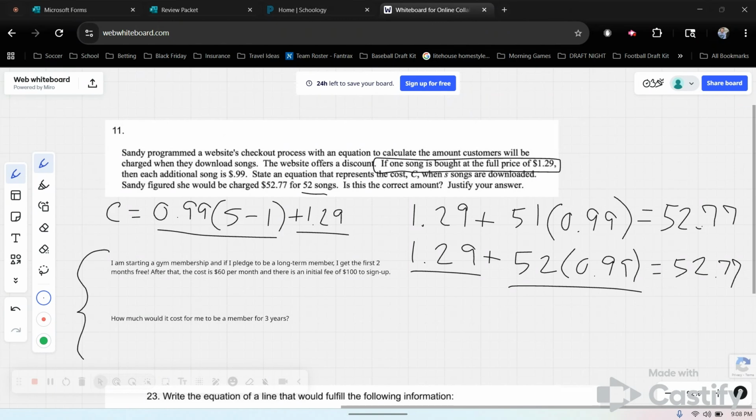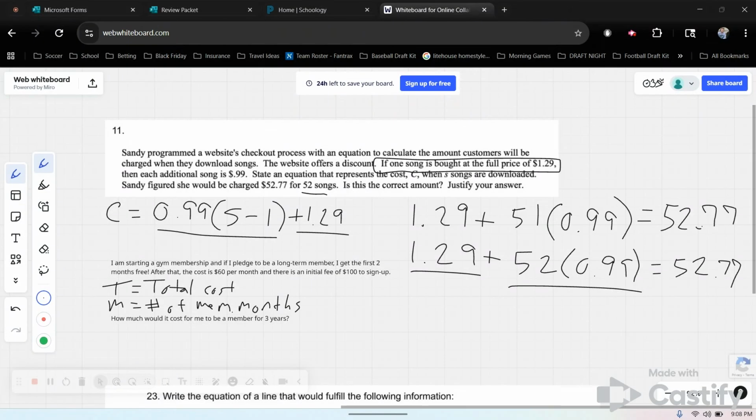And I'll do it kind of like the theoretical mathy way, and I'll do it kind of like a ragtaggier way, the way I would expect your brain to kind of handle it on a test or something. Okay. I'm starting a gym membership, and if I pledge to be a long-term member, I get the first 2 months free. After that, the cost is $60 a month, and there's an initial fee of $100 to sign up. So let me call T the total cost, and M is the number of membership months.